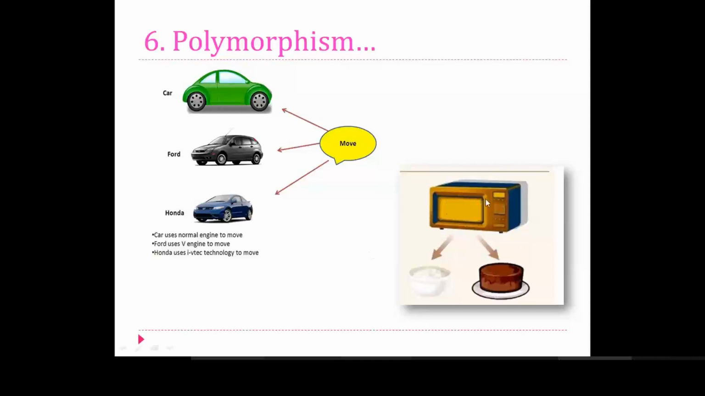Another example, you can see at the bottom of the picture. I'm having a microwave oven. I can bake a cake over here, or I can reheat some food over here. So the functionality is baking here, heating here. Anyhow, I'm using the same function, that is the same parameter, for multiple uses. This is called polymorphism.